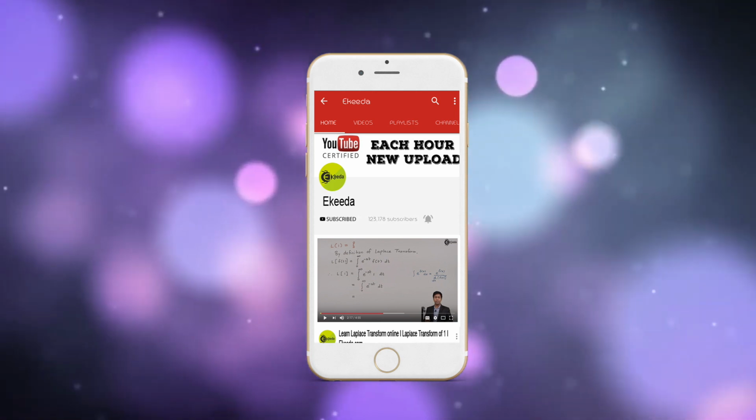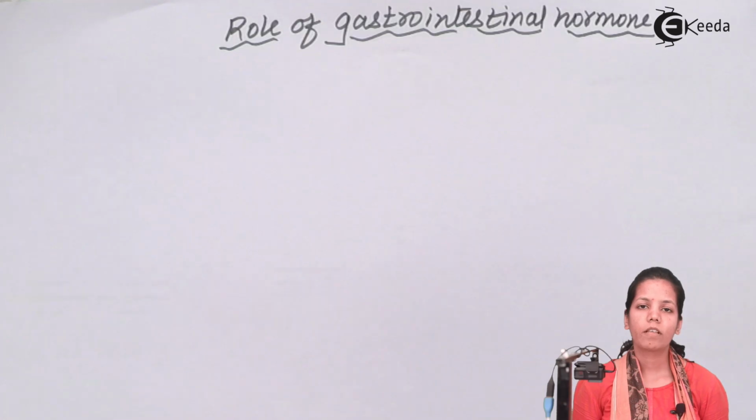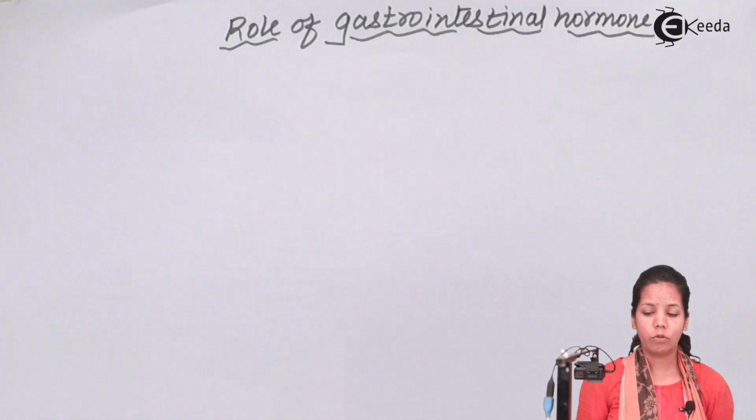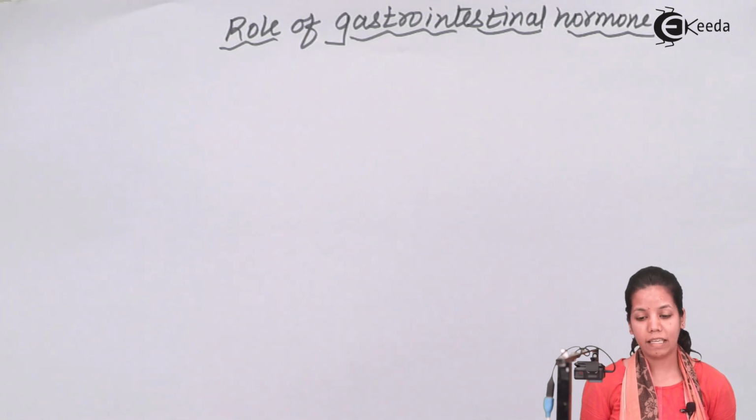Hello students, today we are studying chapter Human Nutrition, and in that we are studying topic role of gastrointestinal hormones. Now when I say gastrointestinal hormones, we'll be studying today about gastrin, secretin, CCK, motilin, all such hormones. Hormones of gastrointestinal tract. Now the hormones that are secreted by gastrointestinal tract, today we'll be studying about them a little bit. The first hormone is gastrin.